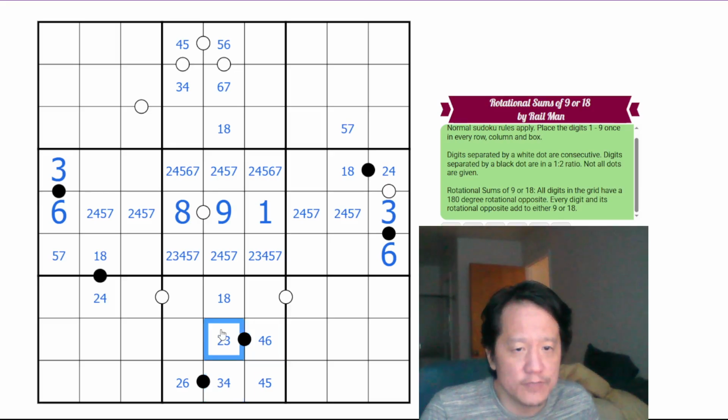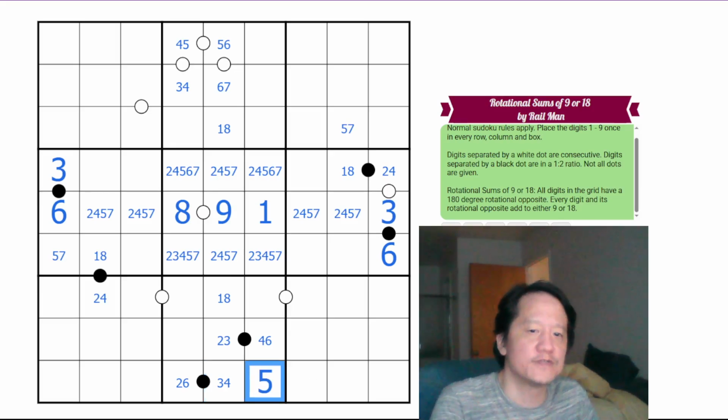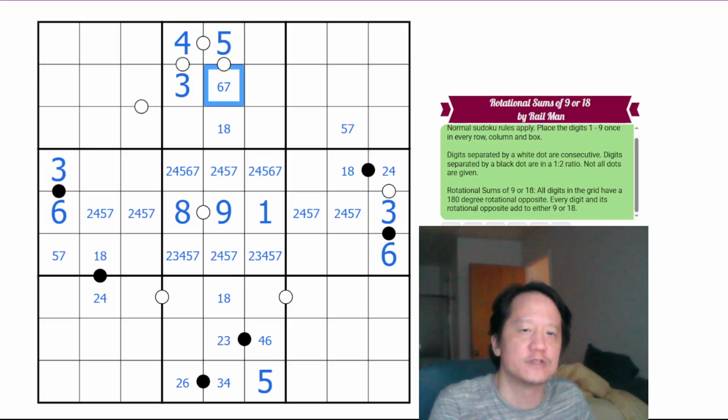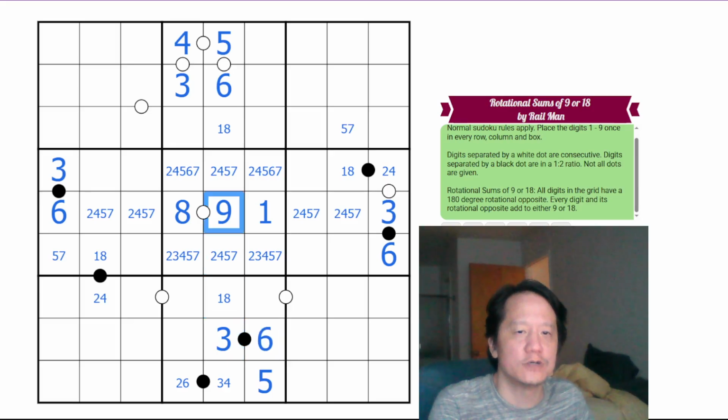If we try to have 2 here, that forces this to be 4. If this is 3, that makes this 6, which is consecutive with 5, so this must be 5 and 4 there. So this can never be 4, which makes this 5, which adds up to 9 with 4. So this is 4, which is consecutive with 3 and 5, which is consecutive with 6. So 6 and 3 here add up to 9. 3 and 6 is in 1 to 2 ratio. 5 and 4 add up to 9, so this must be 4 and 2.